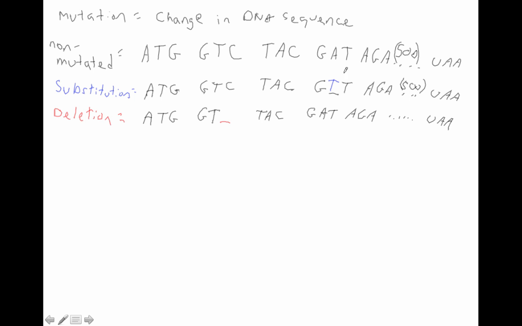So what effect is this going to have? Remember, our genes, our DNA sequences, don't know that these three are supposed to be together. It just reads three at a time. So it's going to interpret this one as our ATG. Then it looks for the next three. So it's going to take this GT.